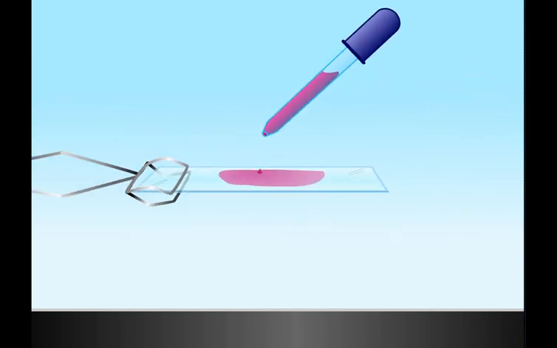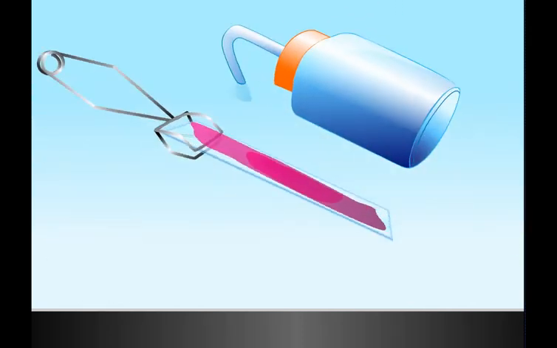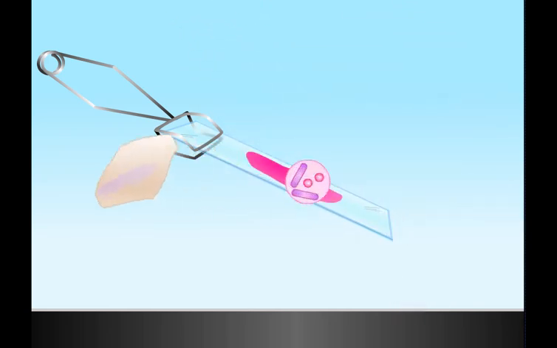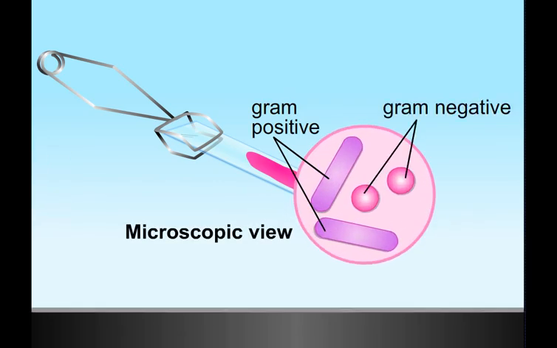Finally, the rinsed cells are covered with the counterstain Safranin for 20 to 30 seconds. This stains the gram-negative bacteria pink. After rinsing with water, the slide is dried with filter paper. When viewed microscopically, the gram-positive bacteria are purple and the gram-negative bacteria are pink.